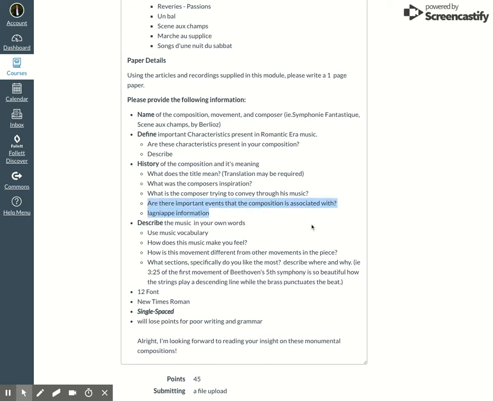So, lagniappe information. Finally, describe the music in your words. Use music vocabulary. How does the music make you feel? How is the movement different from the other movements in the piece? And what section specifically do you like the most? Describe where and why. I kind of gave you an example here. Also, I will add, please describe where the climax of the movement is. Be able to tell me and find the climax of the movement.